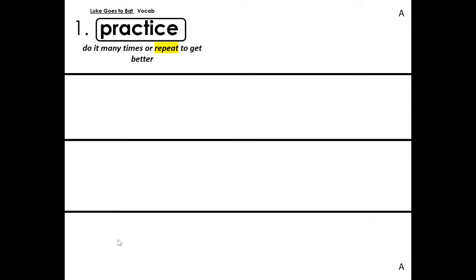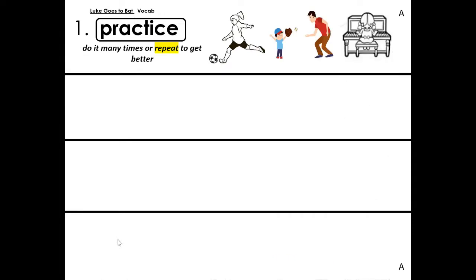Let's review. This is a good time to push pause to make sure you've written all 4 words on this page, and in the second column, written the synonym, or word that means the same, which I've highlighted in yellow. And then draw a quick picture or sketch, because I have 3 different pictures for each word. Number 1, practice. Do it many times or repeat to get better. Practice. And again, I highlighted the word repeat. That's a synonym for practice.